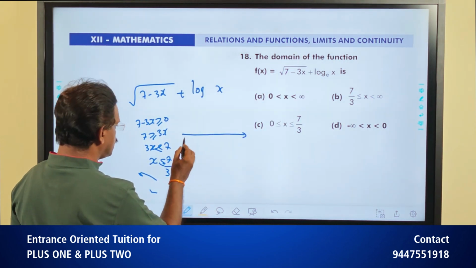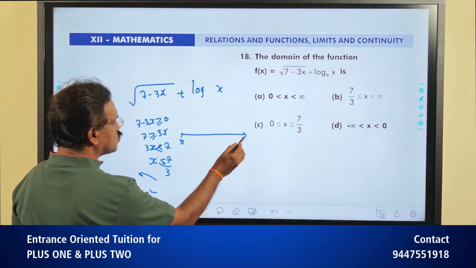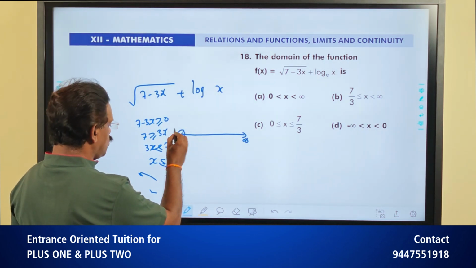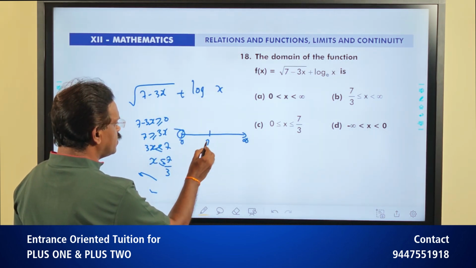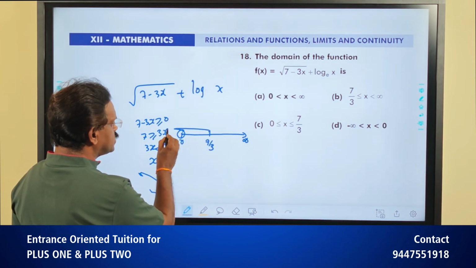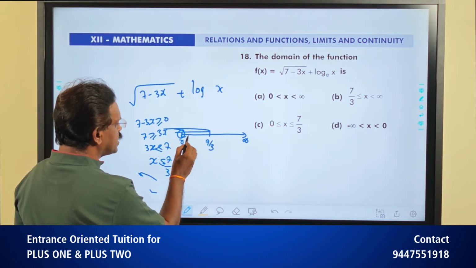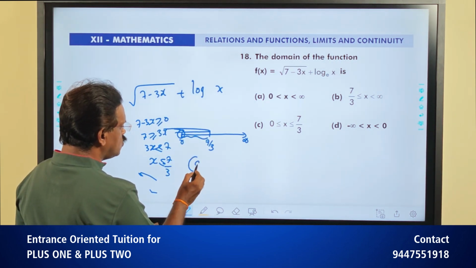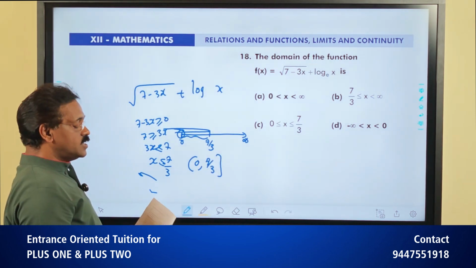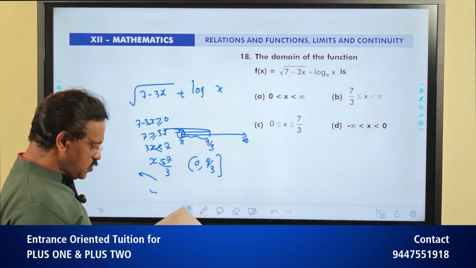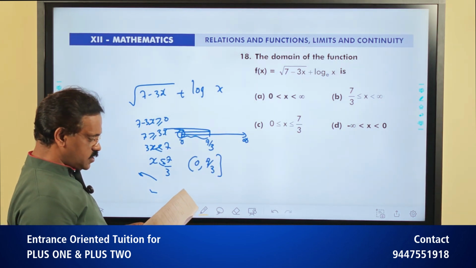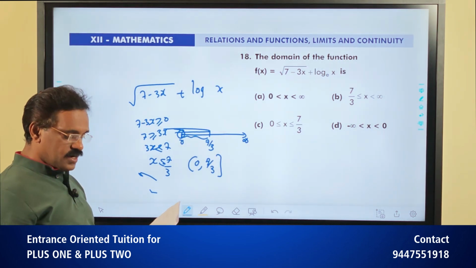So we can say that, listen here, for log x it is from 0 to infinity, where 0 is not defined. For here it is 7 by 3 and less than 7 by 3 it goes like this. So the common region is this one, 0, 7 by 3. So we can say that semi-closed interval 0, 7 by 3. So the choice C is the answer.